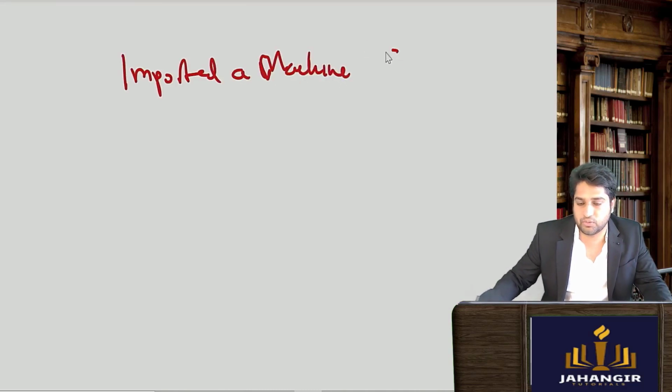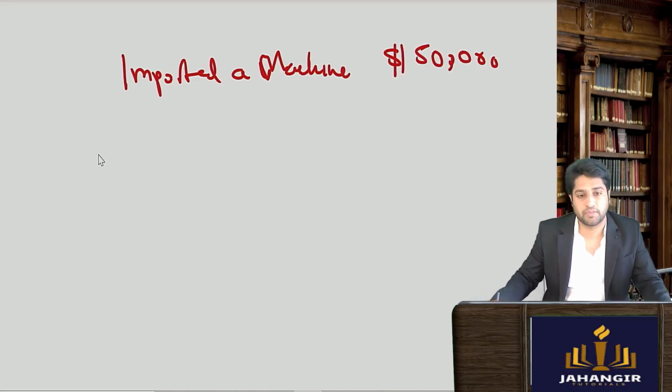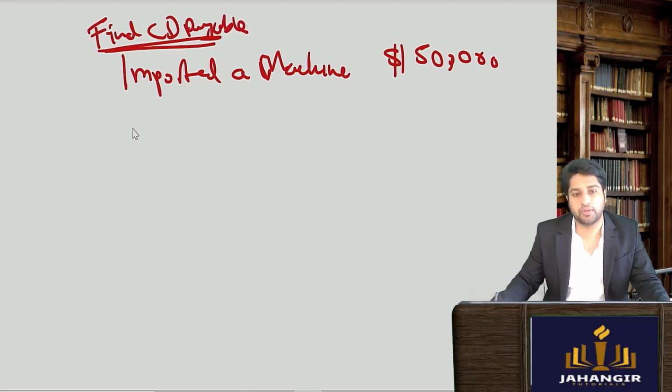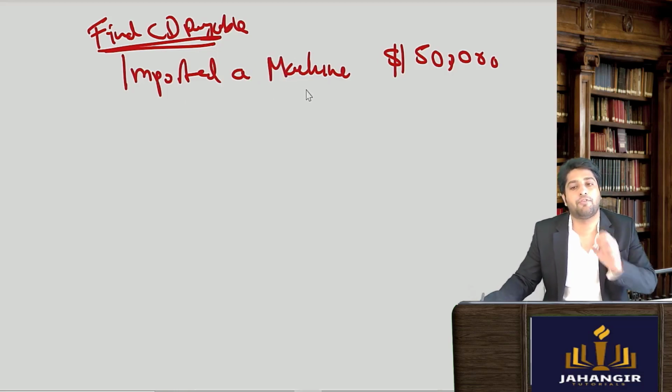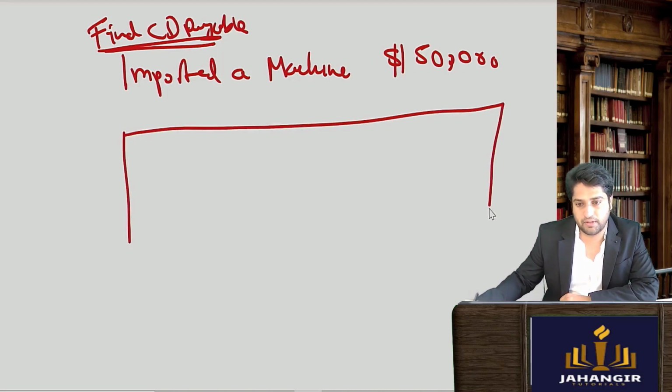This machine is worth $50,000. You need to calculate and do it. Okay, it is worth $50,000. Now find the custom duty payable. Now you have to find the custom duty payable. How much is the imported machine worth? $50,000.